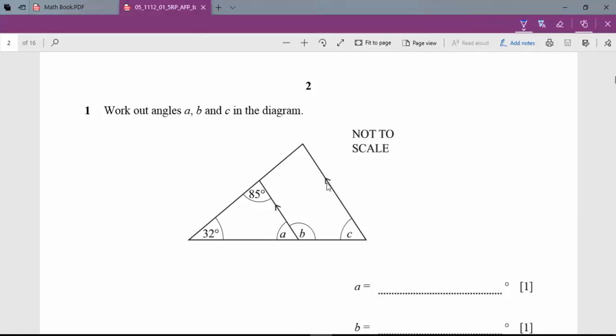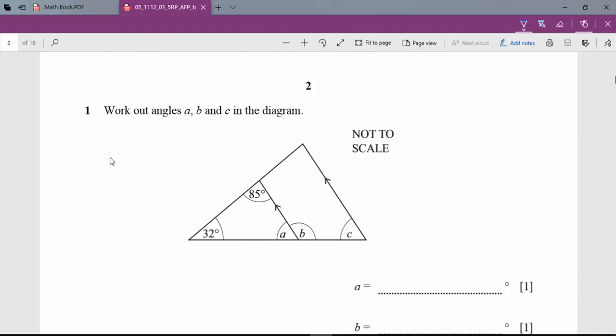Okay, these two lines are parallel, because these two arrows are telling us that these two lines are parallel. So it means this angle is equal to this one. The first angle that we can find easily is angle A because it's in this triangle, and the sum of all angles in a triangle must add up to 180.